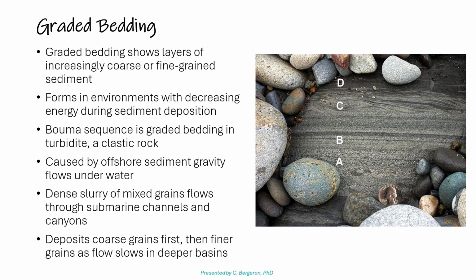Another type of sedimentary structure is called graded bedding. Here you're looking at a series of strata, a series of layers, and typically you have increasingly coarse or fine-grained sediments. Graded bedding often occurs in environments where the energy that's moving or carrying sediment changes, and typically in environments where the energy decreases. A very common example of a graded-bedding-like sequence is called the Bouma sequence. This is observed in a classic rock type called a turbidite.